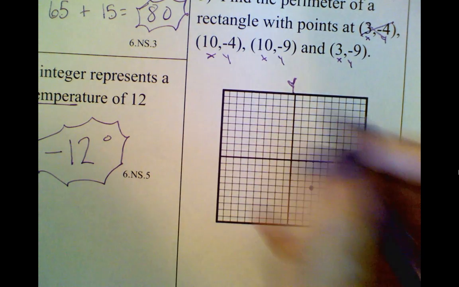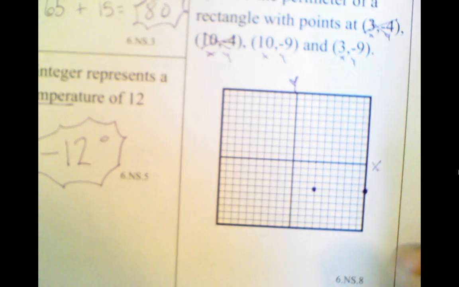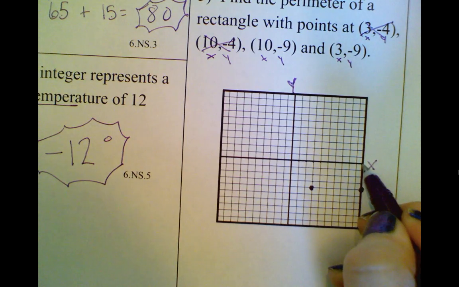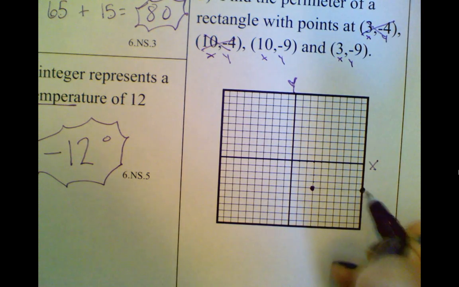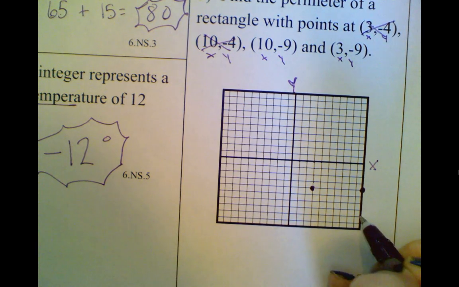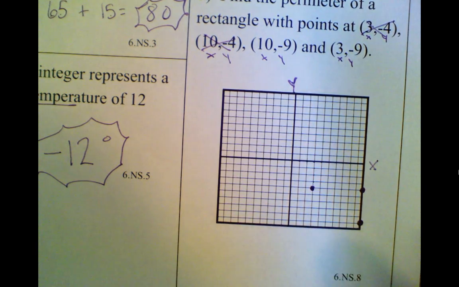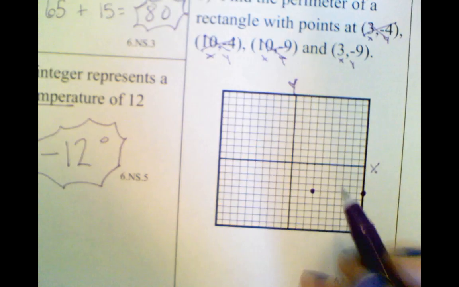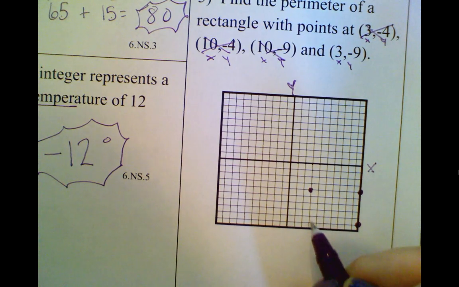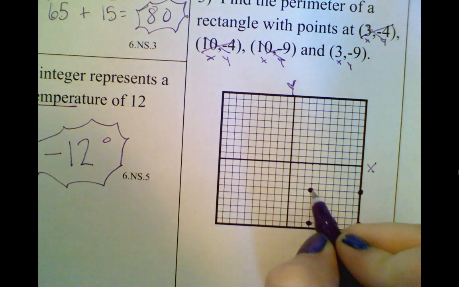Let me make my dots a little bigger. Now we got (10, -9). So I knew that this was 10 right here, so then I'm going to go down 9 this time. So this is 4, 5, 6, 7, 8, 9. That's where my dot is going to be. And then we got (3, -9). So remember, this was 3. And if this is 9, this is where the other point is going to go.